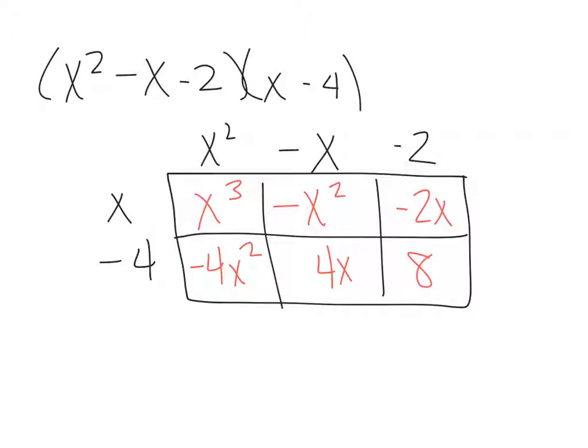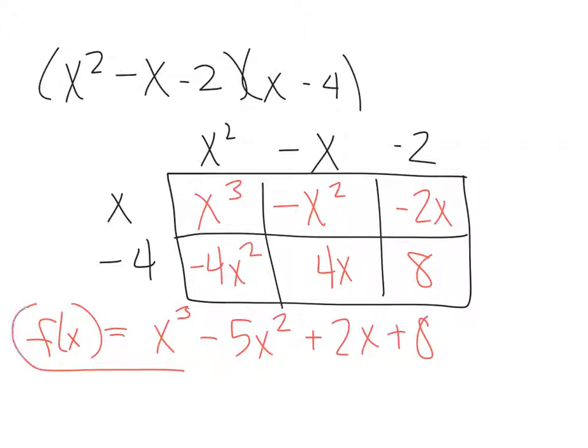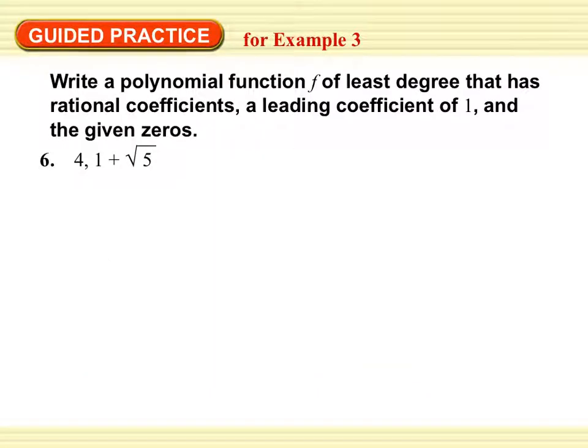So we have f of x. I don't think I labeled the last one f of x. We should label it f of x, and that should be cubed. That would be x cubed minus 5x squared plus 2x plus 8. Cool. All right, let's do another one.